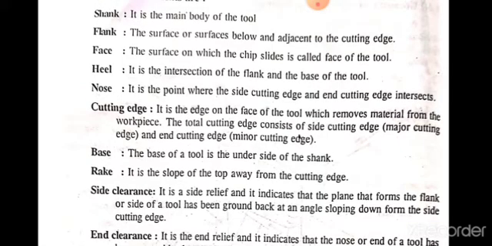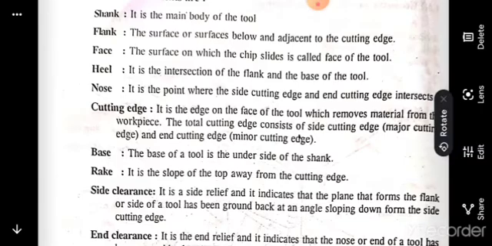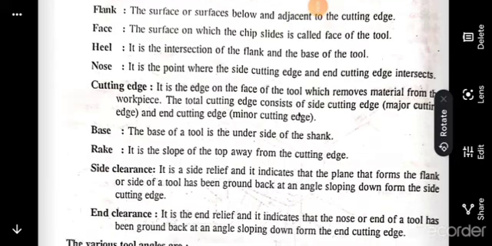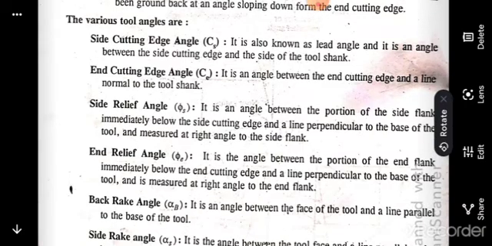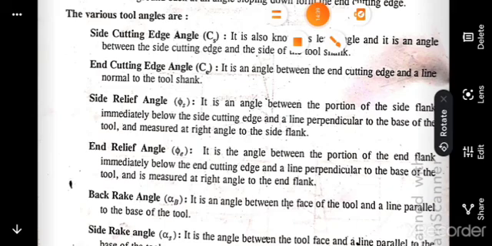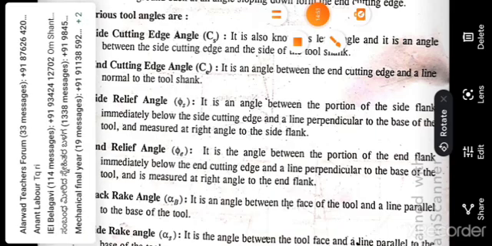For more information and detailed explanation, I will put some YouTube animation videos in the description so that you will understand the single point cutting tool easily. Some other terms are given here: side cutting edge angle and end cutting edge angle. Refer to the terms with the diagram and you will understand the terminology. Practice the diagram with the terms and also watch the animation so that you understand the terms clearly. Okay, thank you.